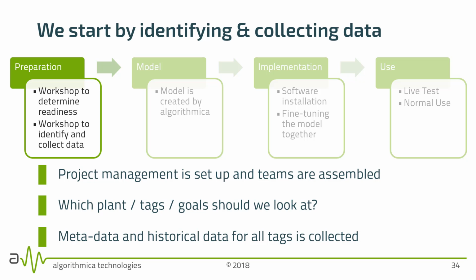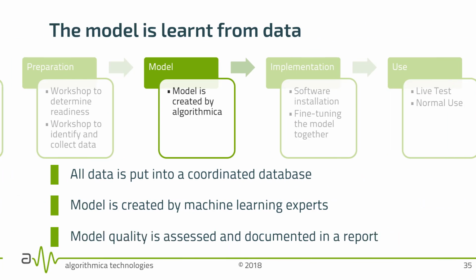In step number 1, we organize a workshop together in which we first set up the project management, such as who is going to be in the teams, who is going to be the project manager. We then discuss what we actually want to do, which plant we're going to look at, which tags inside that plant are going to be part of the mathematical model, and what are the goals that we want to achieve with that mathematical model. We then collect a number of metadata about each of the tags in that plant, and we read out the historical data for those tags so that models can be created. At the end of that, we are ready to model the plant.